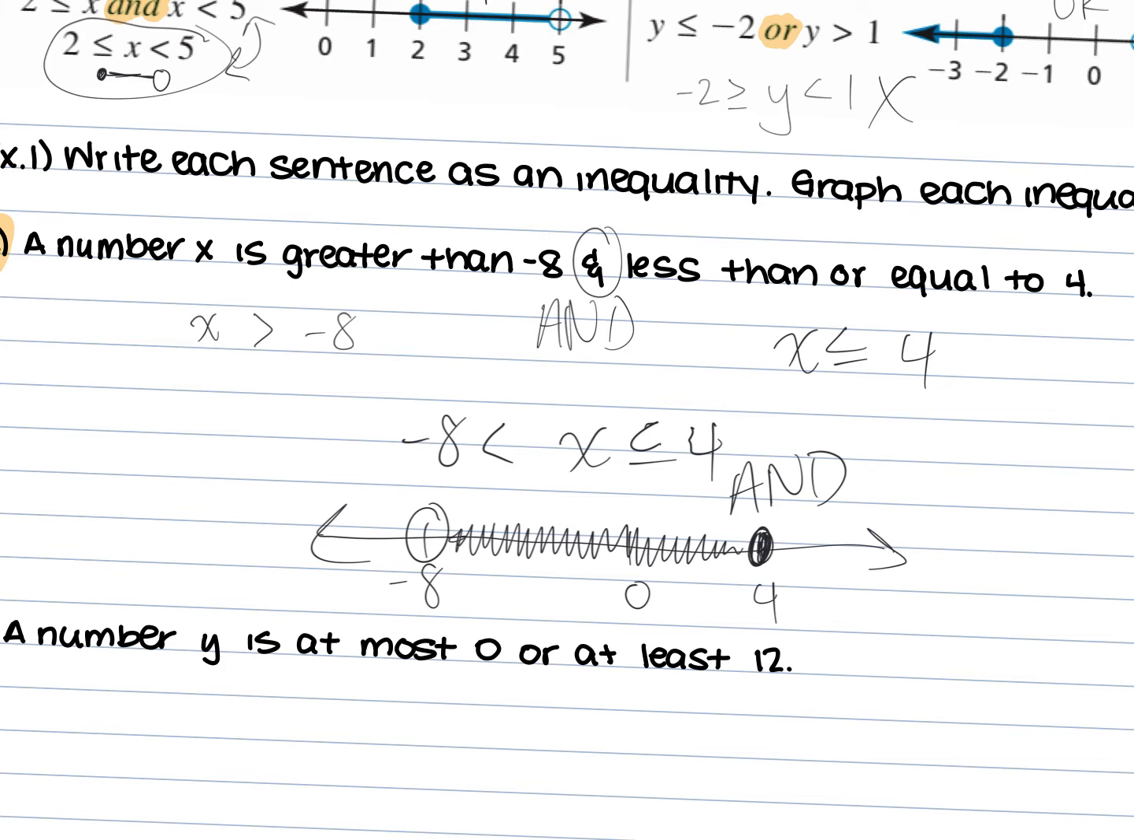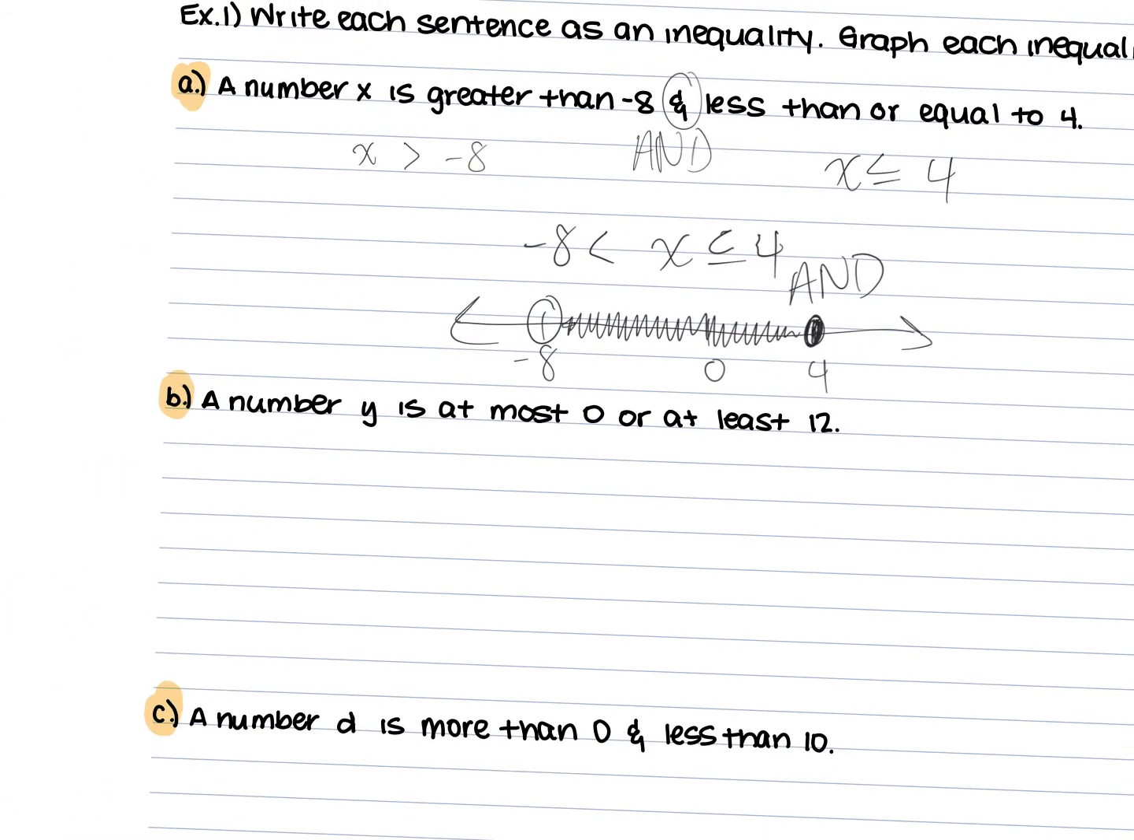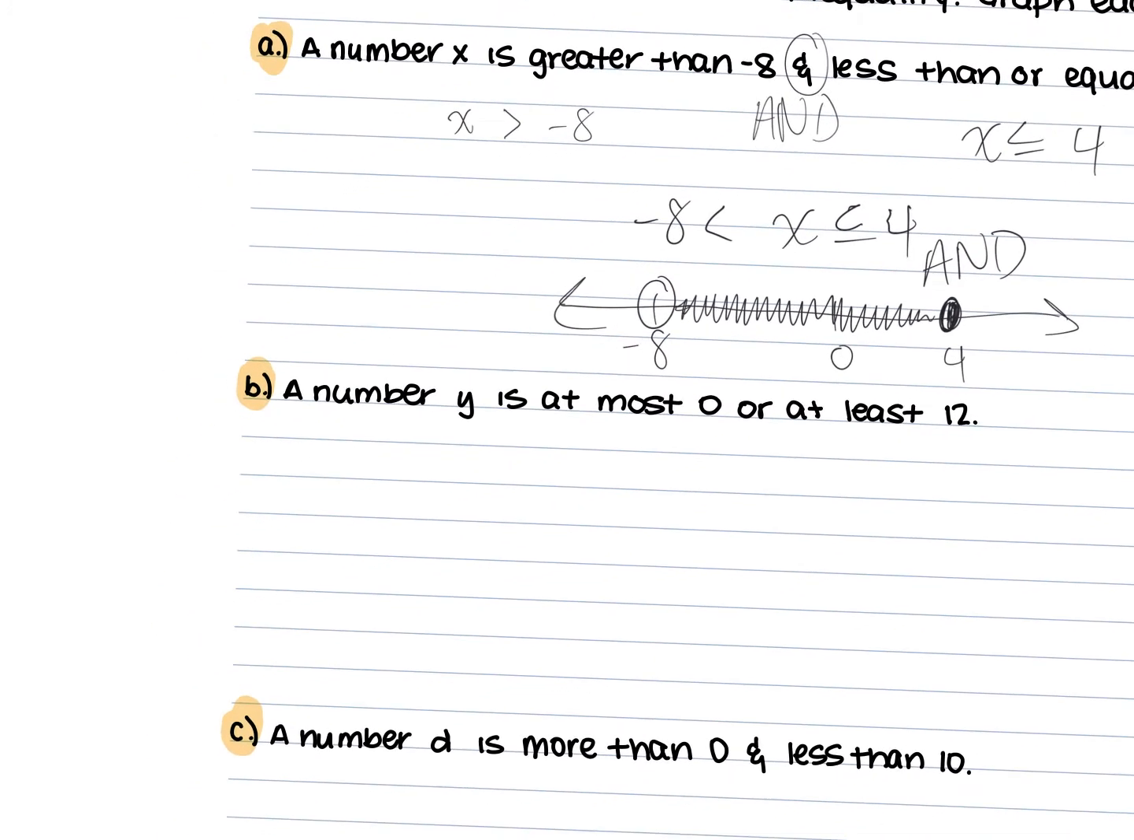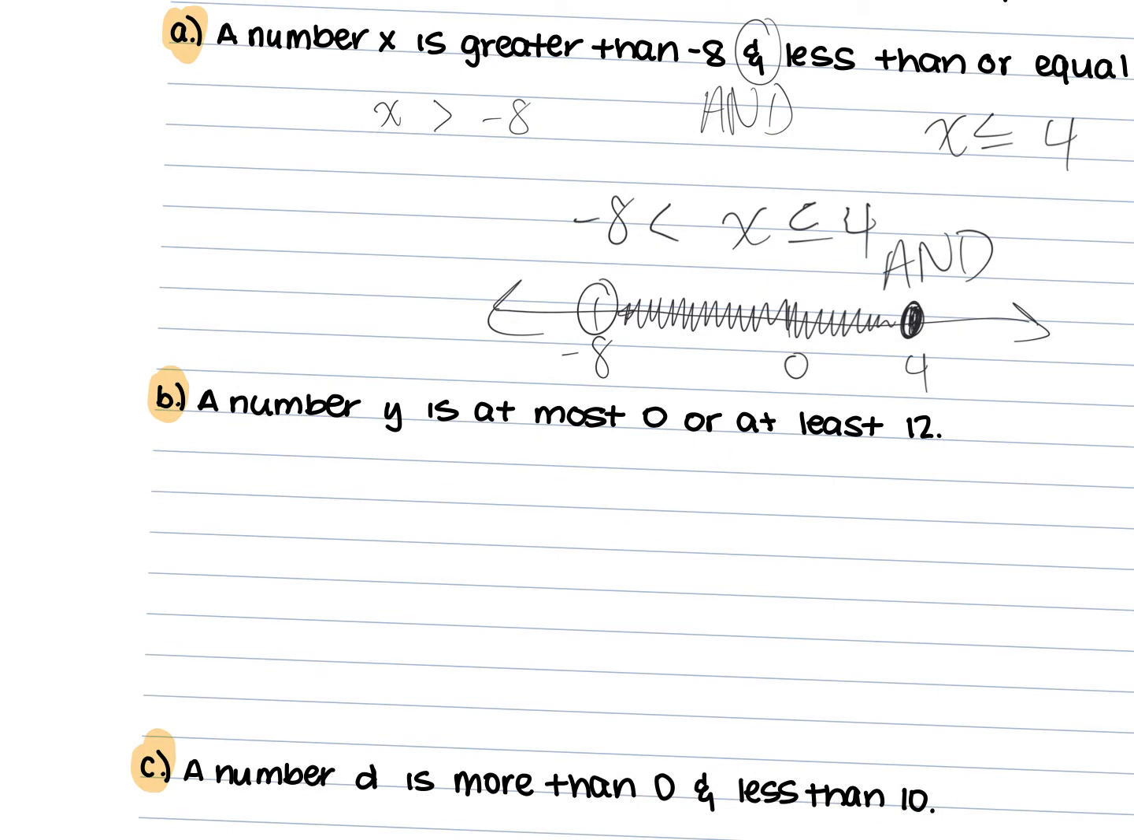Yeah, that's the second example. We'll get there. Okay. A number y is at most 0 or at least 12. Okay, first things first. Is this an and or an or? How do you know? Literally says it. We Gucci? So this is an or.